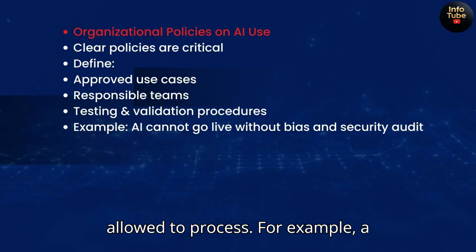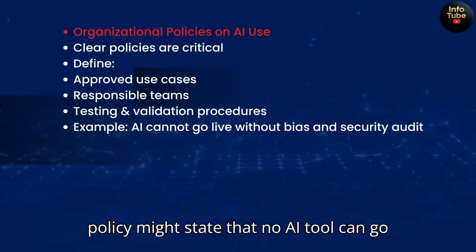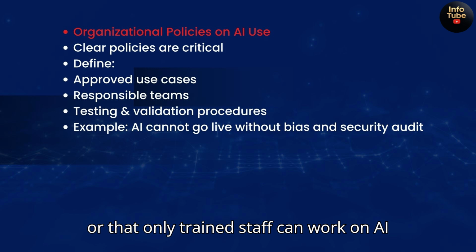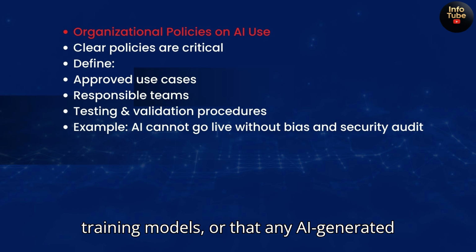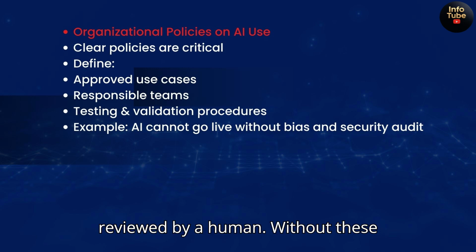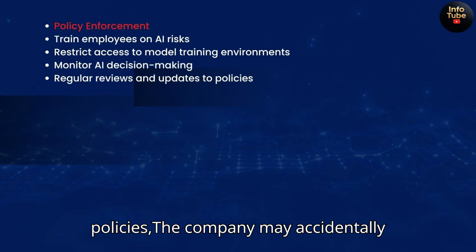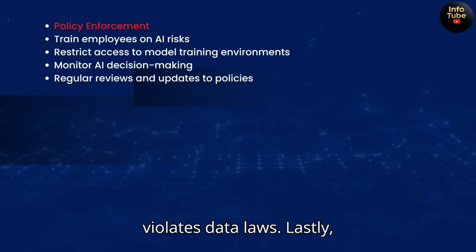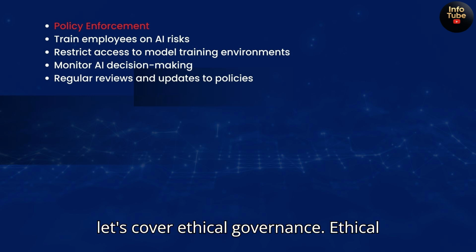For example, a policy might state that no AI tool can go live without a security and bias audit, or that only trained staff can work on AI training models, or that any AI-generated decision affecting customers must be reviewed by a human. Without these policies, the company may accidentally deploy an AI that's vulnerable to attacks, makes unfair decisions, or violates data laws. Lastly, let's cover ethical governance.